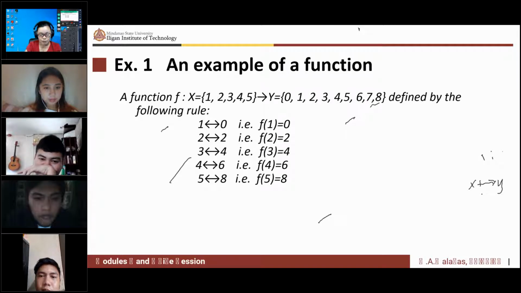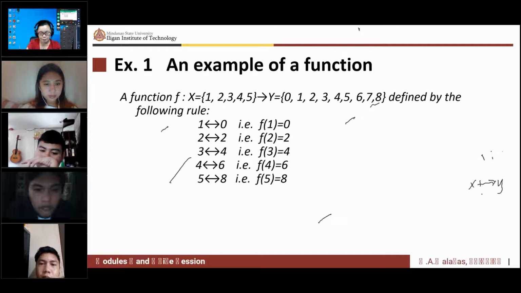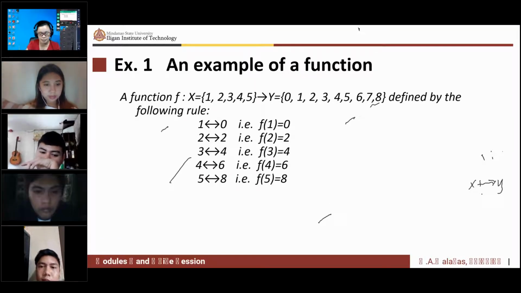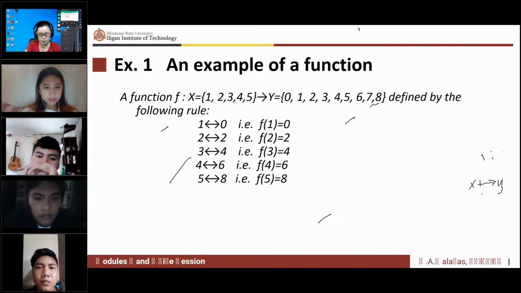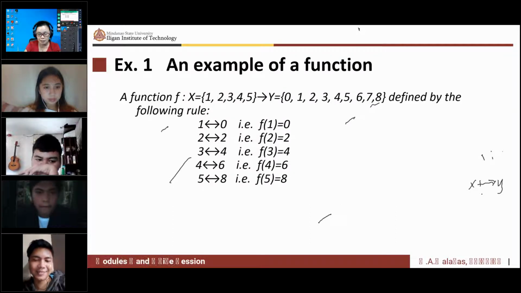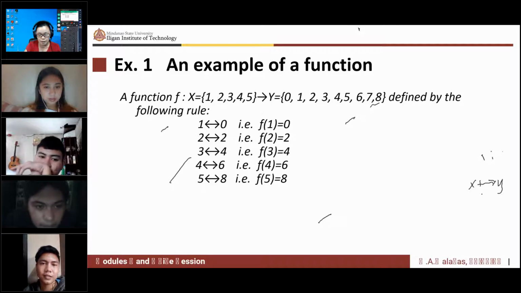So we write f of 2 is equal to 2. 3 is paired to 4. So f of 3 is 4. 4 is mapped to 6. So f of 4 is 6. 5 is mapped to 8. So f of 5 is 8. Take note, our domain here is finite. It only contains 5 elements. So as you can see, our codomain contains 9 elements, but only elements 0, 2, 4, 6, 8 constitute the range.